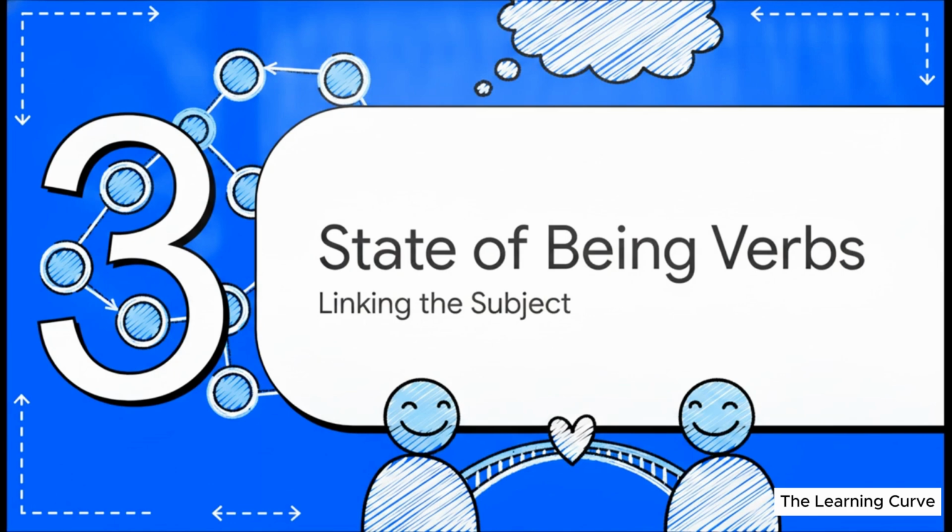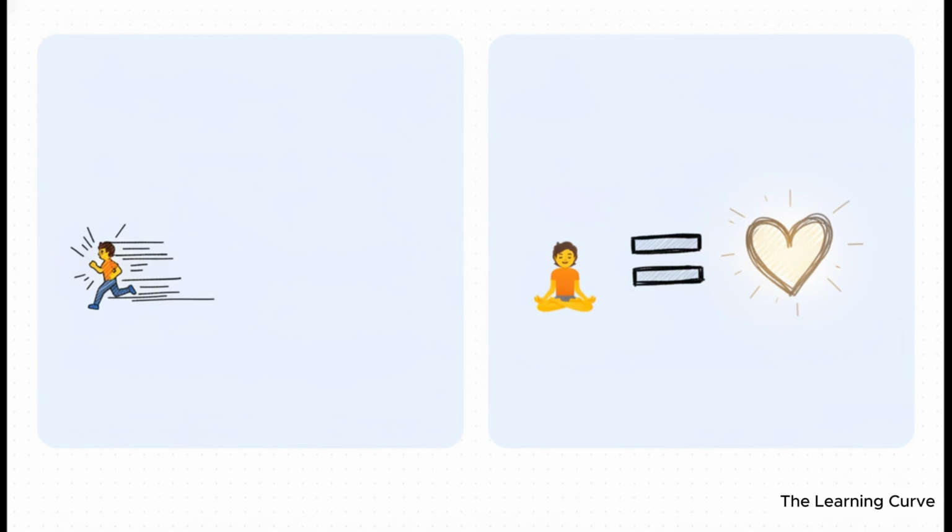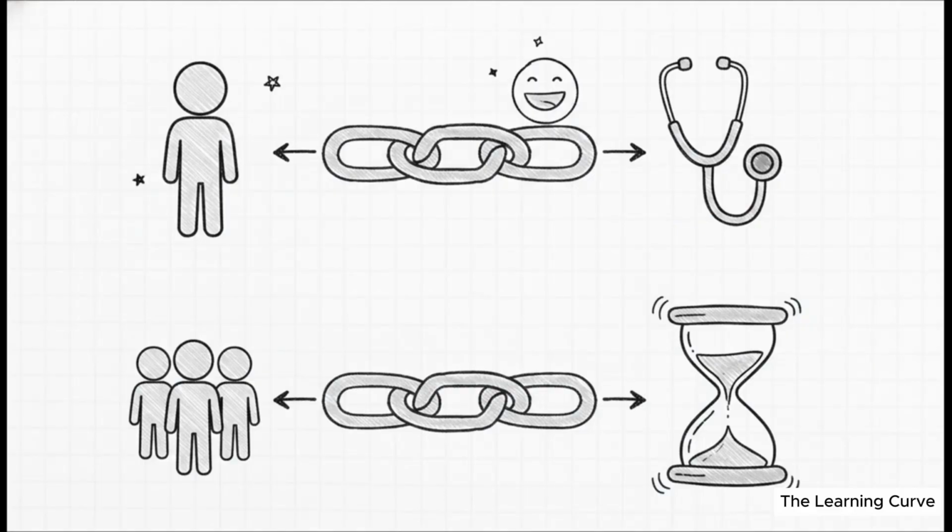Okay, Section 3, state of being verbs, linking the subject. So, if action verbs are all about doing, this second category functions a little bit differently. Think of state of being verbs as existing. These verbs absolutely do not show action. Instead, their entire job is to act kind of like an equal sign in math. They simply link the subject directly to a description. And actually, that's exactly why they're often called linking verbs. The most common state of being verbs you'll run into are just forms of to be: am, is, are, was, were.